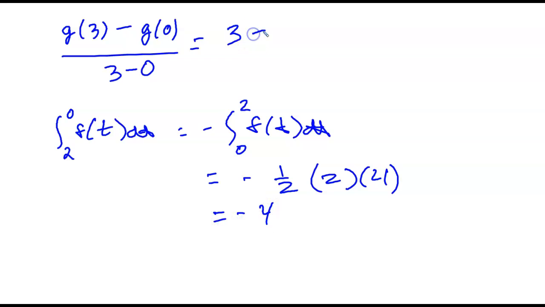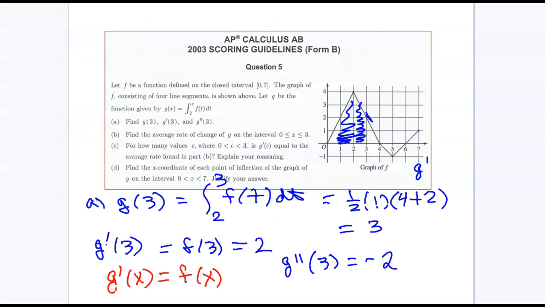So 3 minus g of 0 is -4 over 3. So the average value, or average rate of change, sorry, is 7 over 3. So in question C, it says, for how many values of C is g prime of C equal to the average rate of change in part B? Okay, well, we know that the average rate of change is 7/3. And we want to know how many times does the derivative equal 7/3?